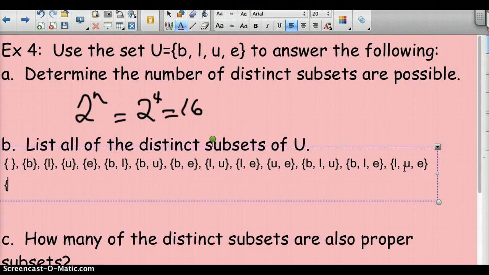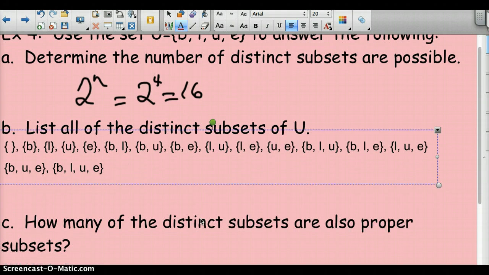So we're looking for what we missed. Well, I missed one of the ones that had 3 of them in there. I missed the B, U, and E. My mistake. Got that one now. And the last one, of course, is the full set that has all the elements, the one that's equal. There they are. There's all 16 of them listed out.